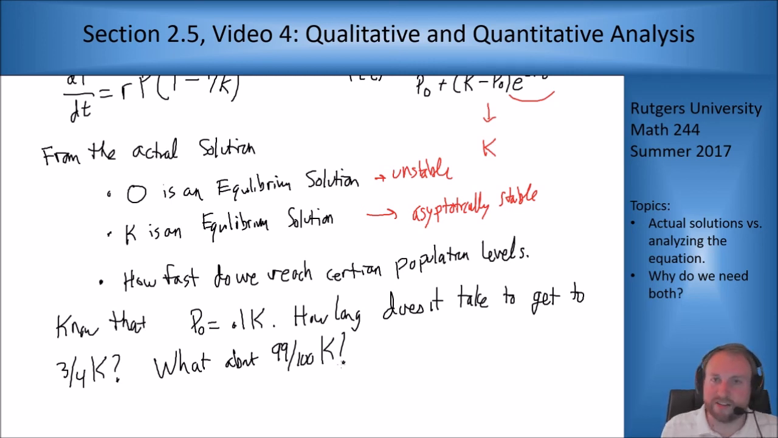All right, so I've got one problem for you to look at here, and it's going to be sort of doing this sort of how long it's going to take to get to a certain time. So we'll do that, and then we'll be done with this section.